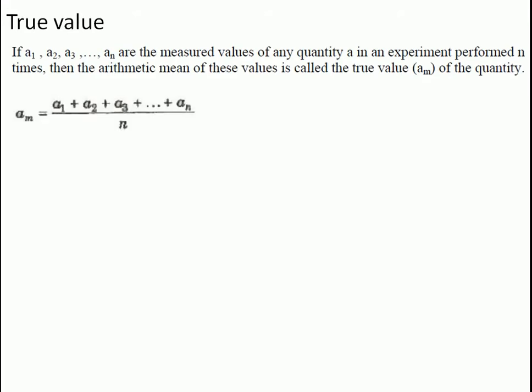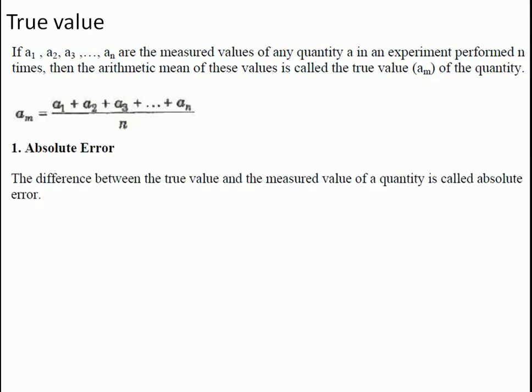So true value is the average of all the measurements. Suppose you are measuring something and a1, a2, a3 and an is the measured value. So n times you are measuring it and you are getting n different values for that measurement. So in order to get the true value, you have to find the average. So a bar, sometimes we use a bar, is equal to a1 plus a2 plus a3 plus dot dot plus an divided by n. So this is the average.